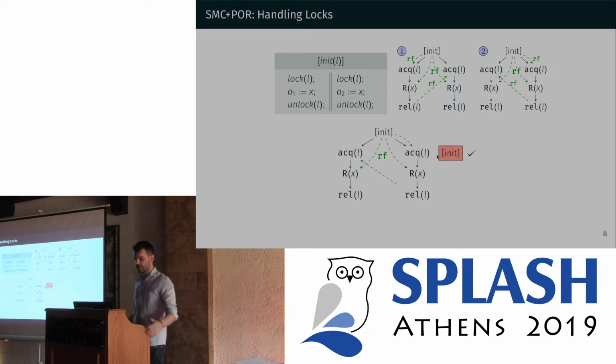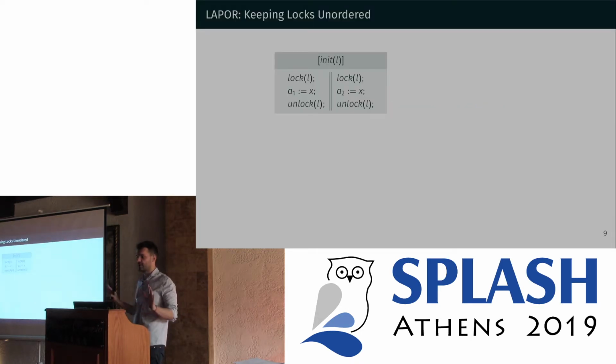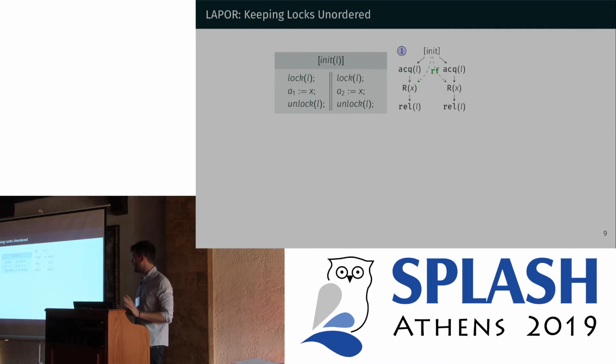And what we propose for this problem, what Laper basically does, is very simple. We say that locks are going to be unordered. Locks will not have any special semantics. And then if we have the same program as before, then Laper will only explore this execution. Note that in this graph, locks have no incoming RF edges, and locks have no outgoing RF edges, and both read 0.